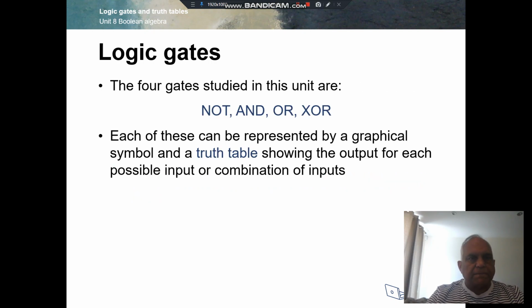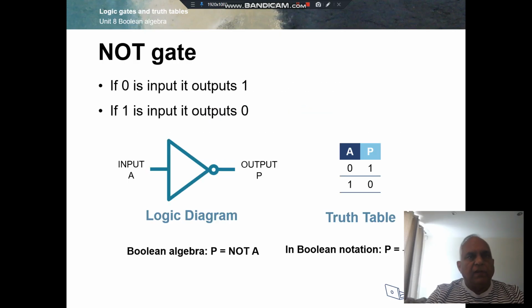Okay, next. There are four types of logical gates in a computer: NOT, AND, OR, and XOR. Each of these can be represented by a graphical symbol and a truth table. Let's see, first, the NOT gate. If 0 is input, it outputs 1. If 1 is input, it outputs 0.